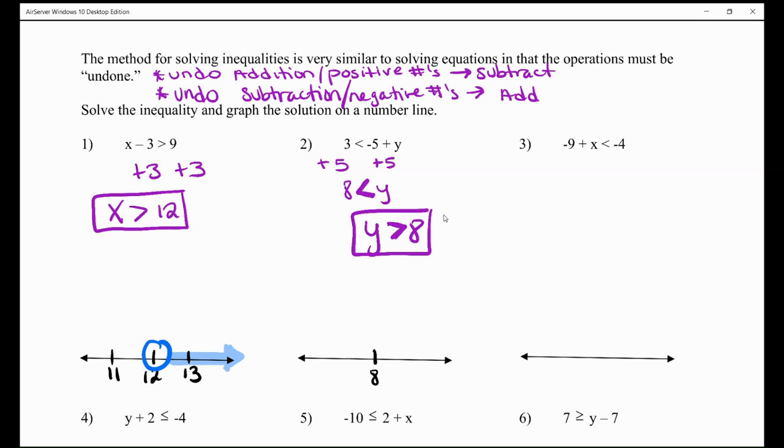Number line, put 8 in the middle. 8 is not included in the solution set, so we want it open at 8. It's all values greater than 8, so we want to shade to the right.